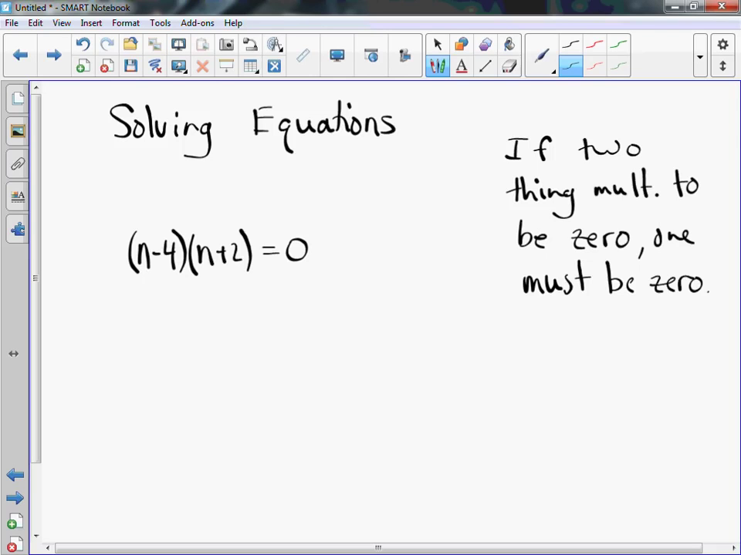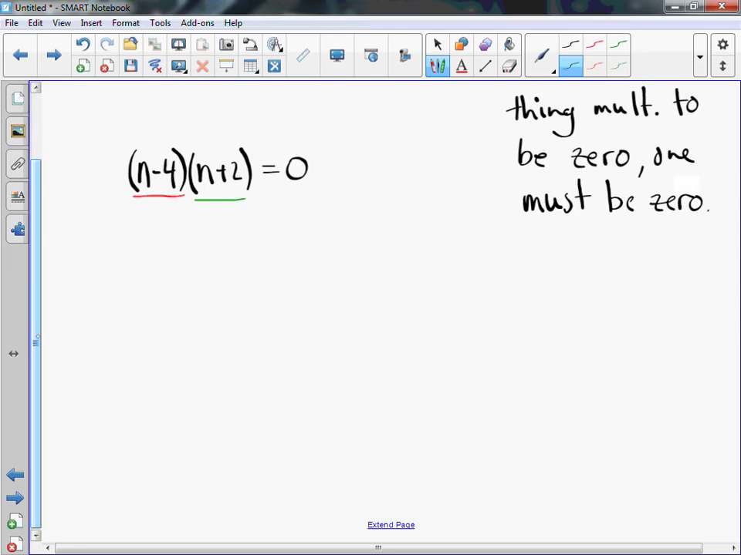Okay, so here we're multiplying two things. We're multiplying an n minus 4 times an n plus 2. So technically, one of these two things has to be 0. Well, we don't know which one. So we're going to say that either n minus 4 equals 0 or n plus 2 equals 0. One of those two things has to be true. Okay, and now we just solve them.